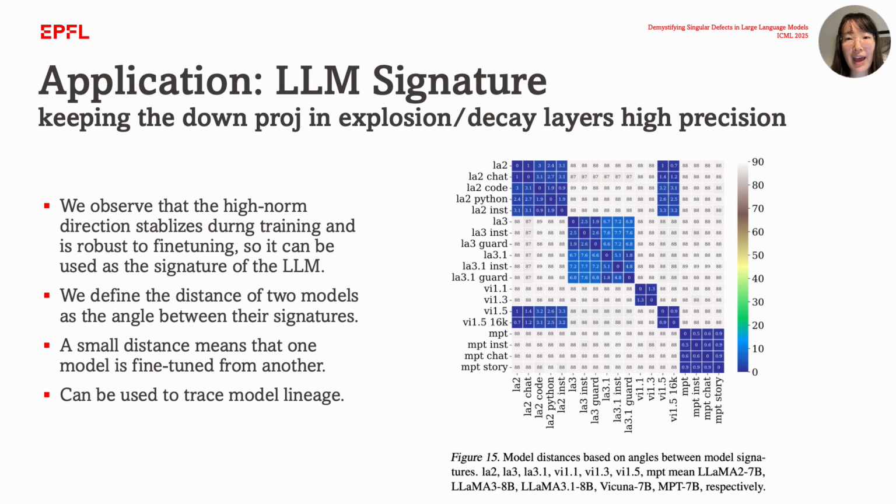We also observe that the high-norm direction stabilizes during training and is robust to fine-tuning, so it can be used as a signature of LLM. We define the distance of the two models as the angle between their signatures. In this figure, we can see models fine-tuned from the same base model have small distances, while models trained independently have very large distance. This property can be used to trace model lineage.